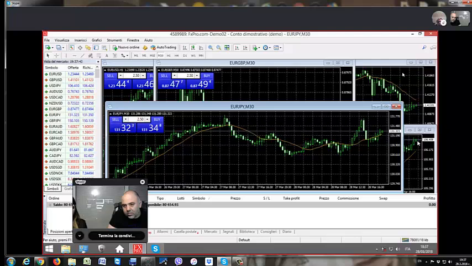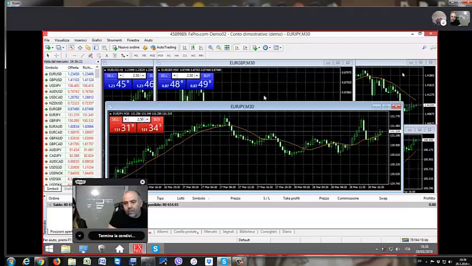Take a look at the dollar yen. Take a look at the last three candles of dollar yen and euro yen, they are equal. Take a look. Up, up and up, up and up. We don't know. That's the reason why we use the trading range.